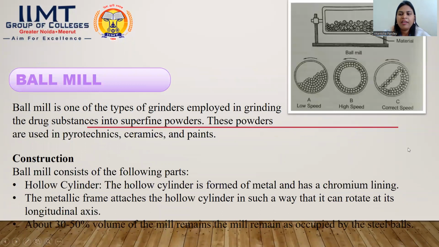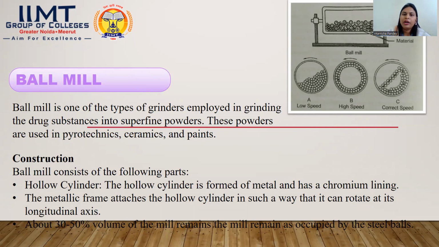Moving forward, the next mill is the ball mill. The ball mill is one type of grinder employed in grinding drug substances into superfine powders. These powders are used in pyrotechnics, ceramics, and paint construction. The ball mill consists of the following parts. Basically, I'm going to give a brief introduction. The basic construction of this ball mill is a cylindrical hollow cylinder, and this is a metal stand. Okay, this is the basic construction.